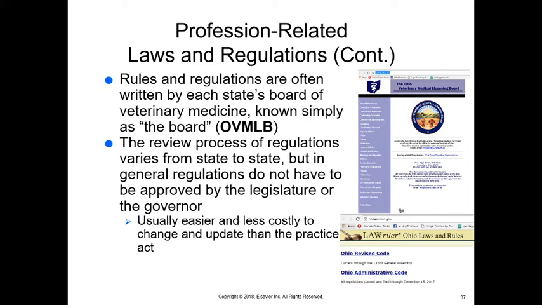The review process of regulations varies from state to state, but in general, regulations, which are what the OVMLB puts forth, do not have to be approved by the legislature or the governor. So it's a lot easier and less costly to change and update the practice act than it is to change laws.